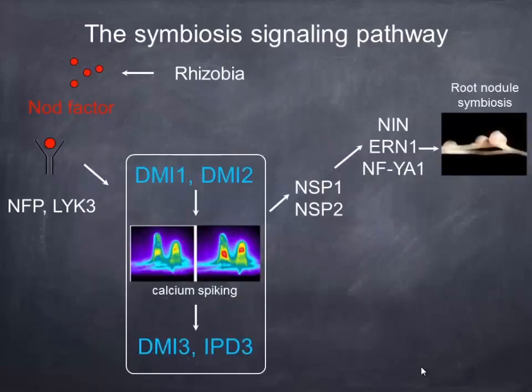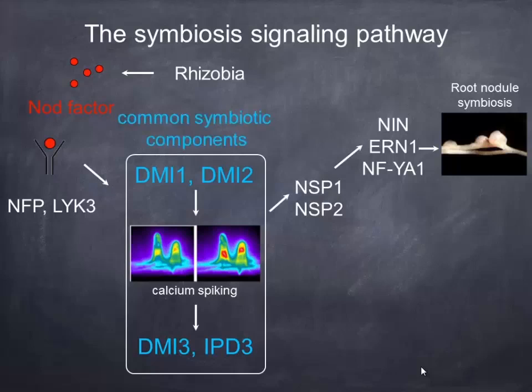Now, over the last 20 years or so, many of the genes which are required for this process have been determined and assembled into a pathway which we know as the symbiosis signaling pathway. So briefly, I said earlier the Rhizobia produce a nod factor which is recognized by plant receptors. This then requires the actions of DMI1 and 2 to generate a calcium spiking signature. This is perceived by these two proteins, DMI3 and IPD3. This then activates a set of GRAS transcription factors, and then we get activation of more transcription factors, and finally we get the infection and nodulation.